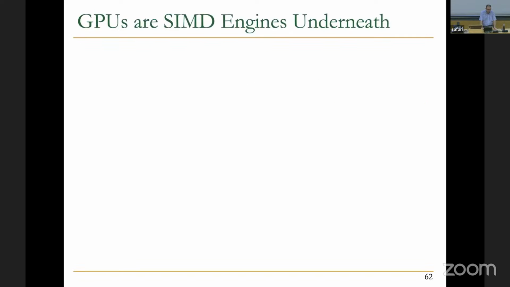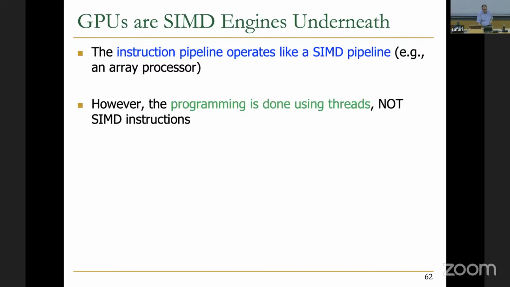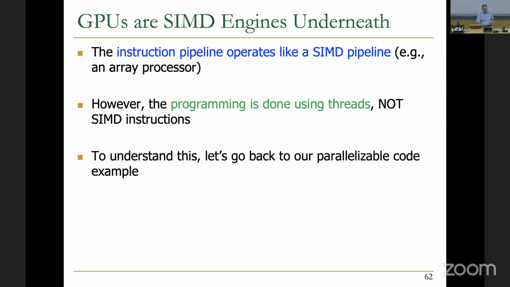Okay. So GPUs, graphics processing units, are SIMD engines underneath. So the instruction pipeline operates like a SIMD pipeline, e.g. as an array processor. However, the programming is done using threads, not SIMD instructions. And that makes a lot of difference. So to understand this, we need to basically go back to our parallelizable code example.